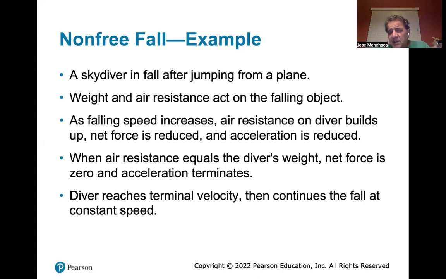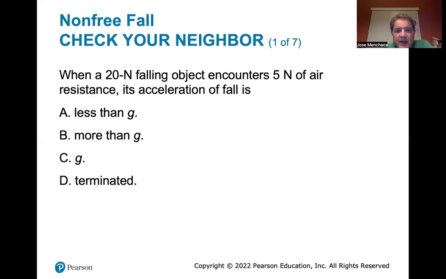Because remember, force and acceleration are directly proportional. Mass is inversely proportional. When air resistance equals the diver's weight, net force is zero and acceleration terminates. The diver reaches terminal velocity, then continues to fall at constant speed.